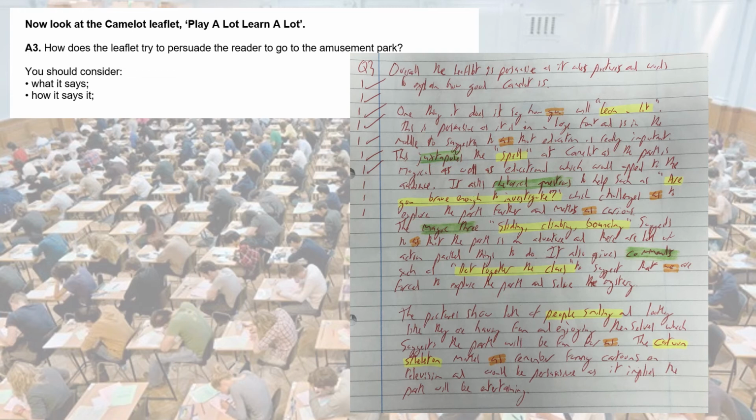Have a look at the highlighting there. You'll notice I've once again highlighted quotes in yellow, links to the reader in orange, and technical language, in this case persuasive features, I've highlighted in green. You'll immediately notice there is 1, 2, 3, 4, 5, 6, 7 quotes or 7 pieces of evidence, so it's likely that I probably get about 7 out of 10 for this question. Once again, they're spaced out, roughly at least a sentence written about each one.